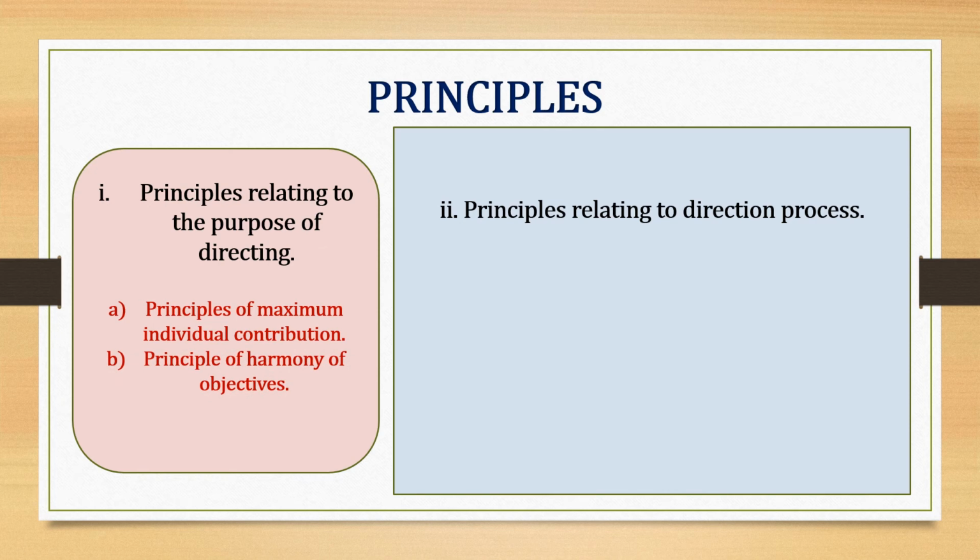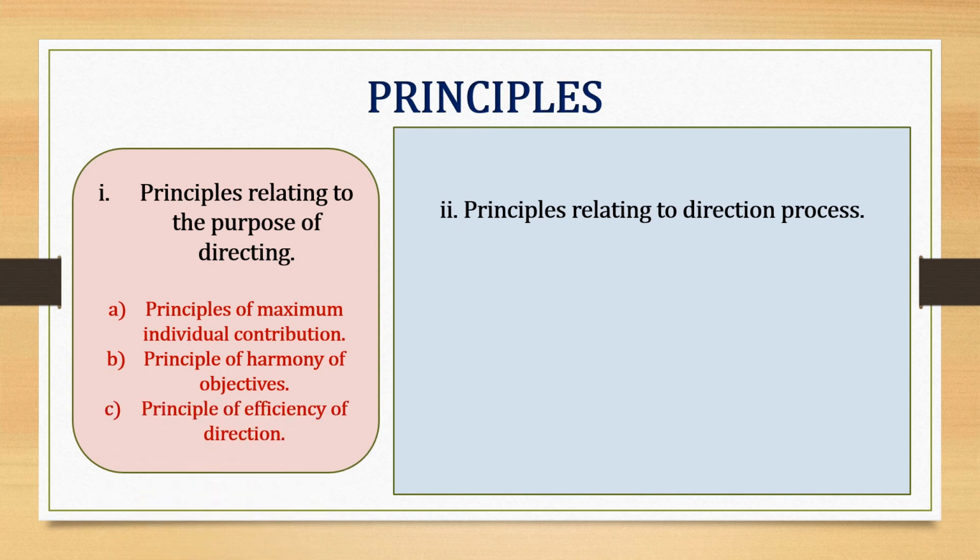B. Principle of harmony of objectives. In this principle, it talks about the harmonious integration of organizational objectives as well as individual objectives. But this principle also says that in the long run, organizational objectives should always prevail before individual objectives.